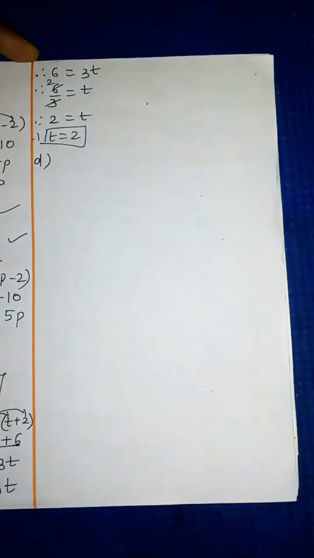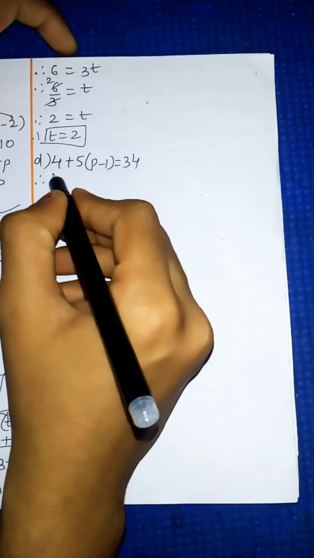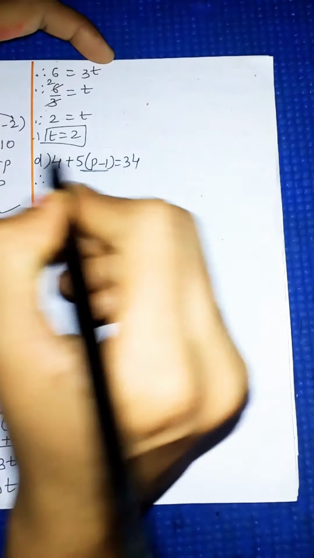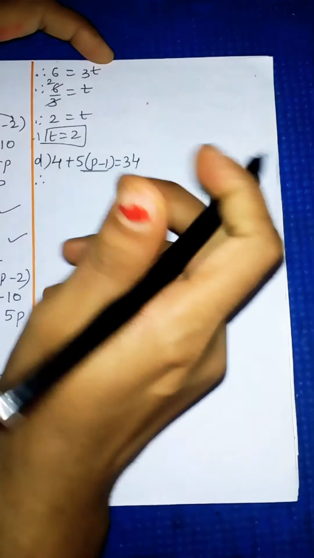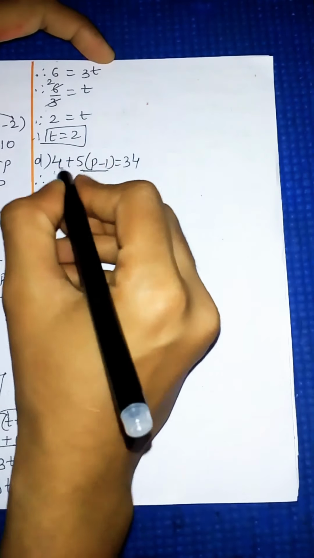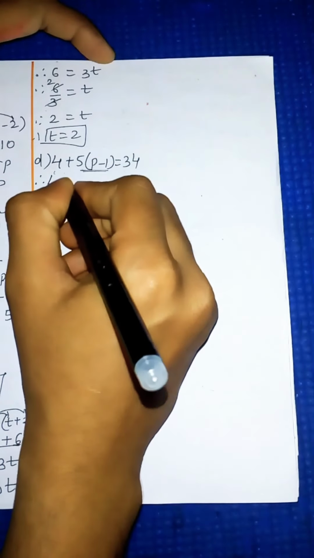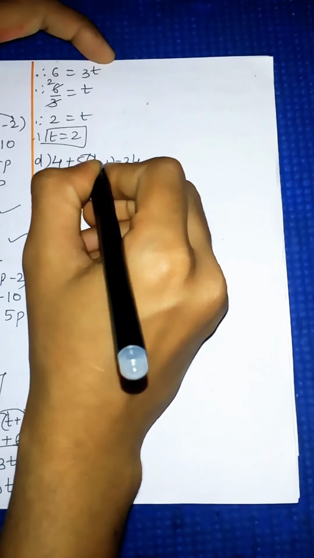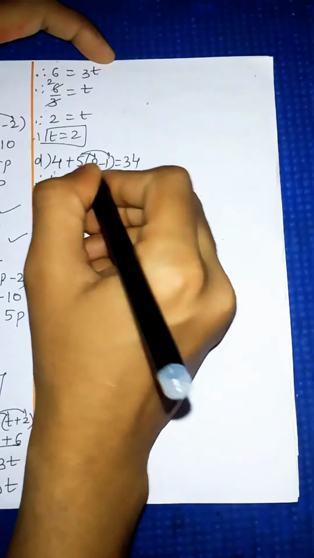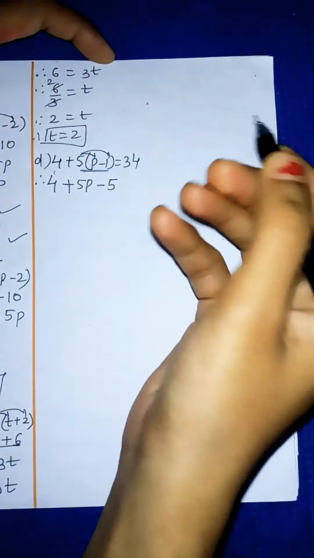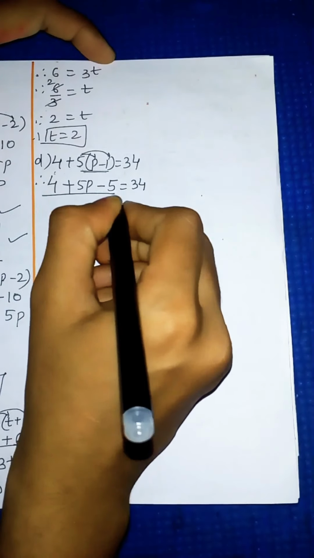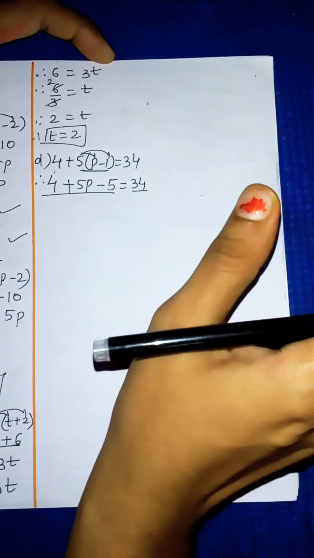Now moving ahead with the next sum. Here it is given 4 plus 5 into bracket p minus 1 equal to 34. Now here a bracket is given. Okay, this is the first term, this is the second term. So in the second part a bracket is given. So this 4 we will keep the same as it is, and this 5 we will multiply inside the bracket. So 5 into p will be 5p, minus 5 ones will be 5. Now equal to 34 as it is.